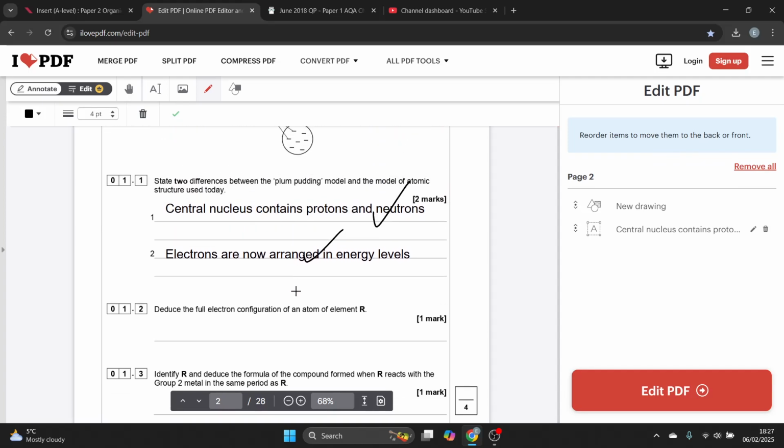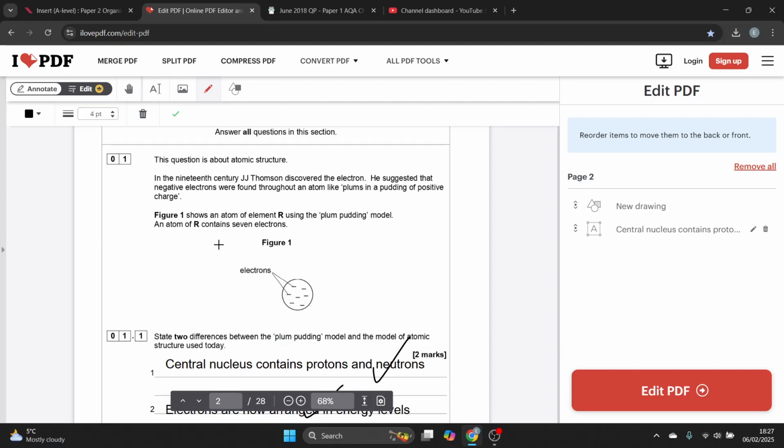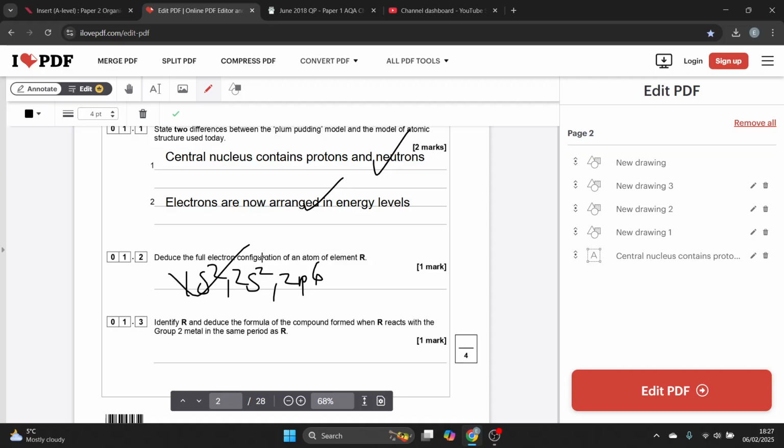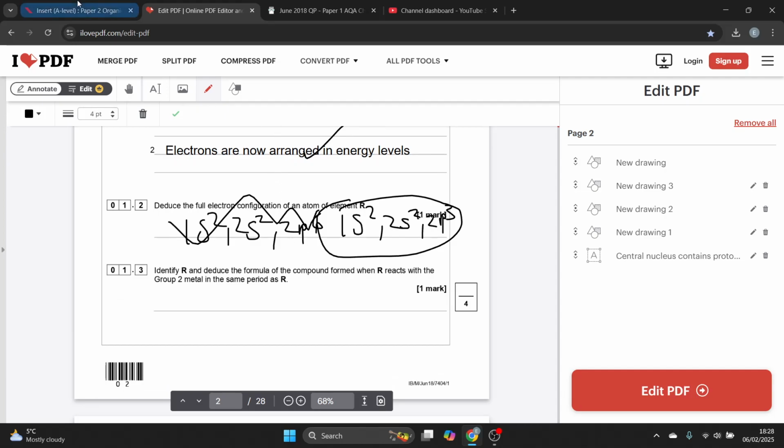Deduce the full electron configuration of an atom of element R. Well, I know element R has 7 electrons, so it's just going to be 1s2, 2s2, 2p6, right? No, it's not. It's got 7 electrons, so 2p3 then. 1s2, 2s2, 2p3. 2 plus 2 is 4, 4 plus 3 is 7. What is R? Well, I go to the periodic table, 7 electrons, nitrogen, boom, nitrogen.